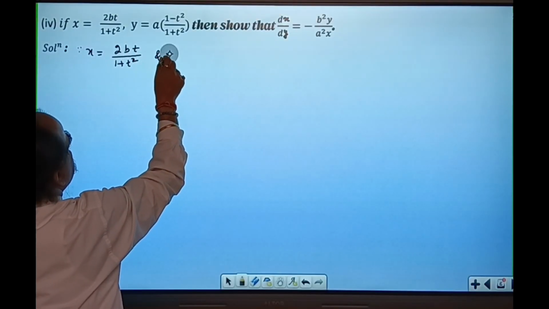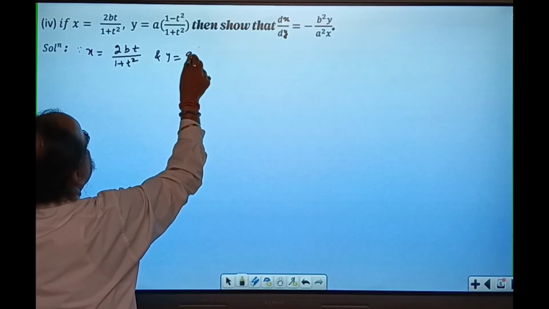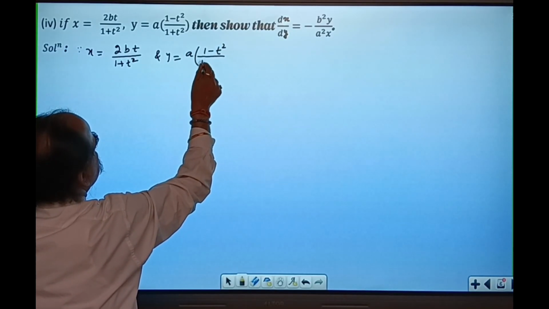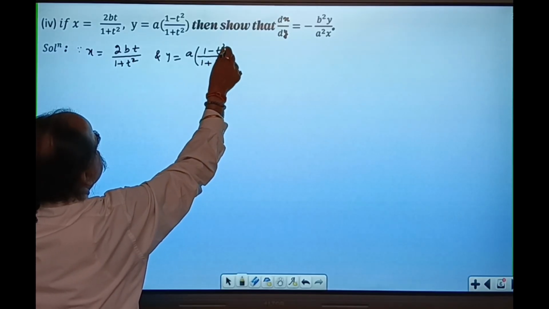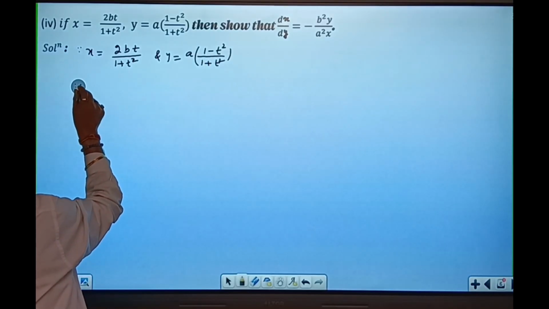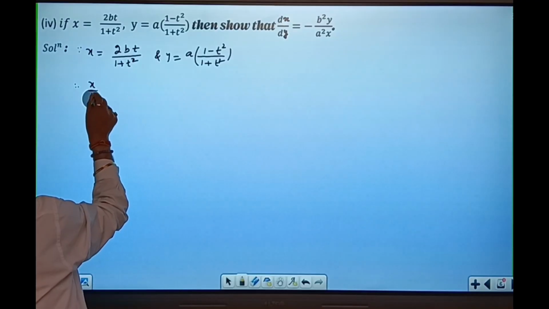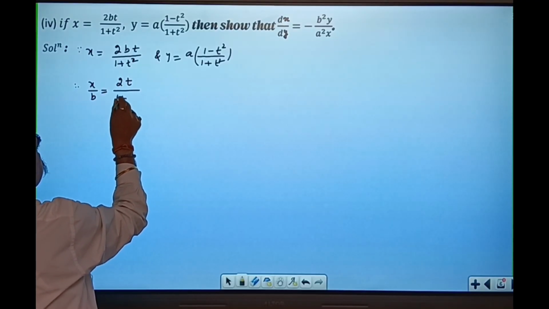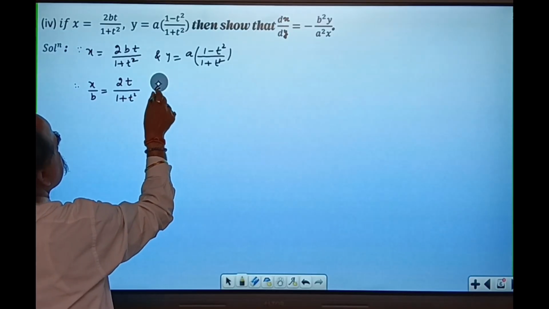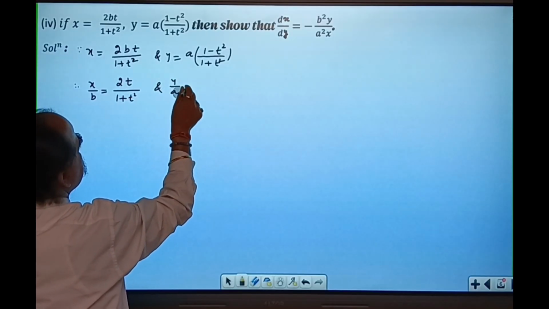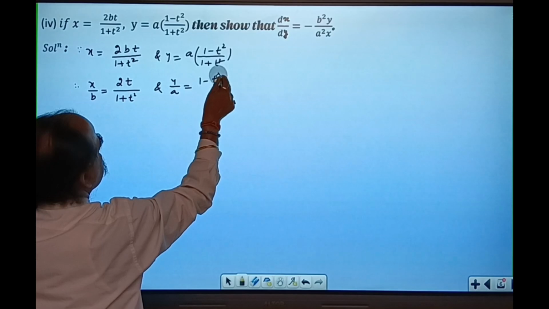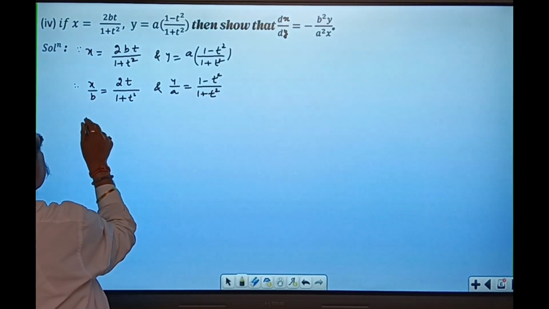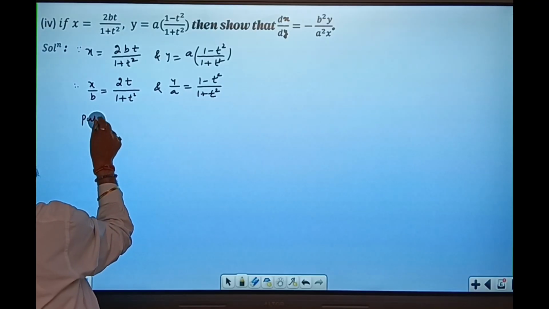x is 2bt upon 1 plus t square and y is a into bracket 1 minus t square upon 1 plus t square. So x upon b is 2t upon 1 plus t square and y upon a is (1 minus t square) upon (1 plus t square).